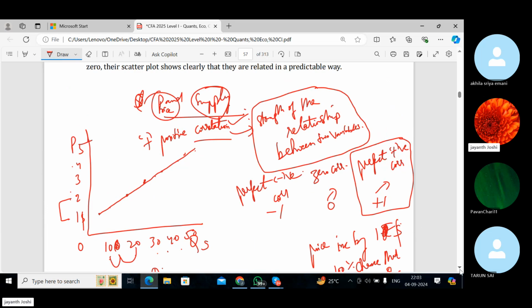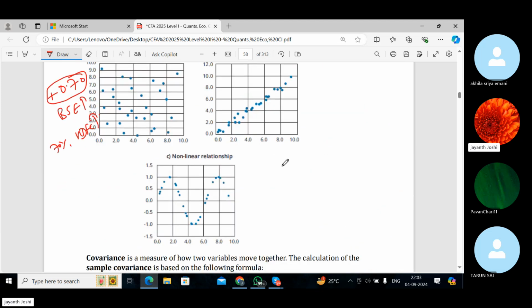What is a negative correlation? You should understand the concept once again. What can be the best example for negative correlation? Demand and price. So here we have quantity demanded, here we have price. So I will take 10 units, 20 units, 30 units, 40 units, 50 units.